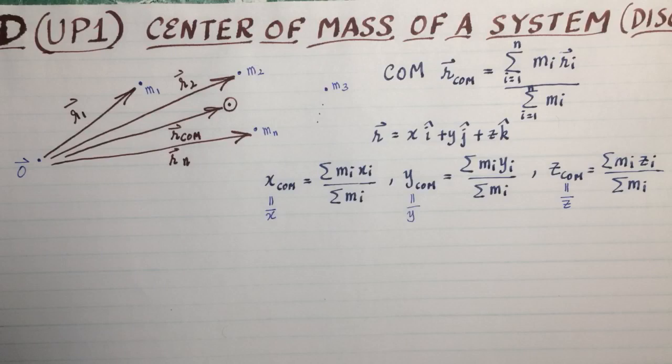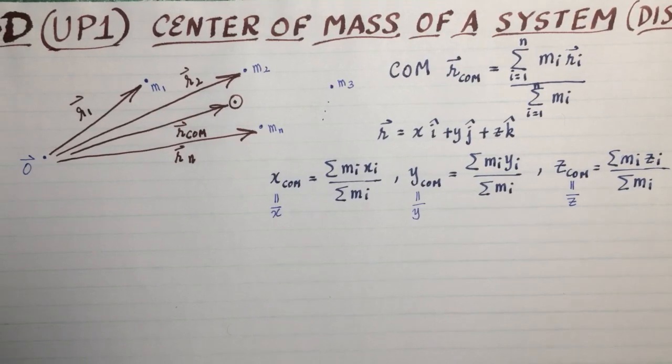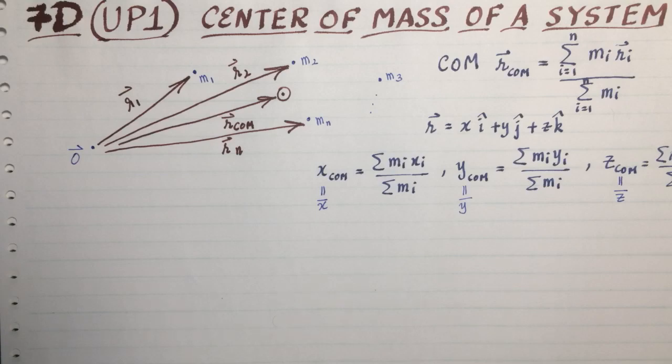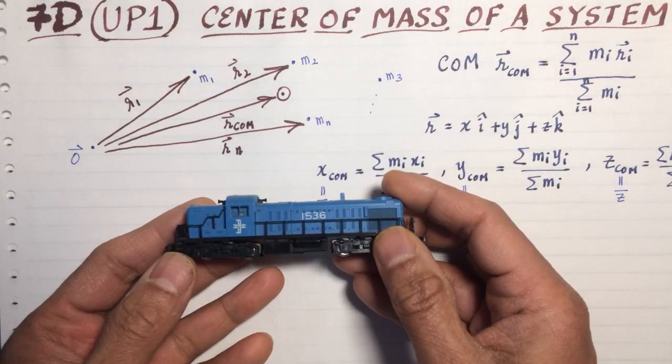Let's take our first example of center of mass. So suppose I have an uneven object. Well, I can try to approximate the uneven object with two masses. So think of something like this. Here's a little train here.